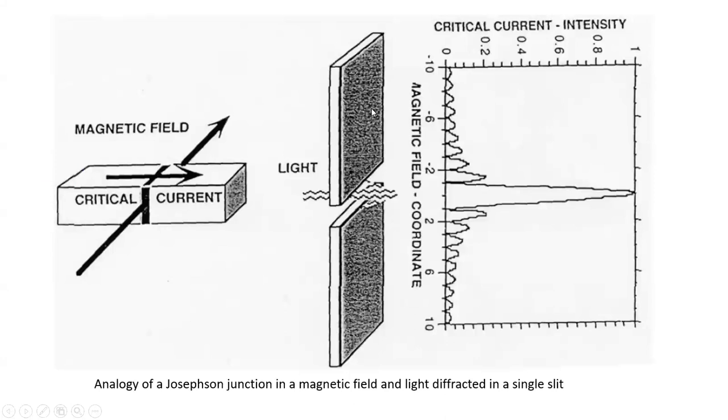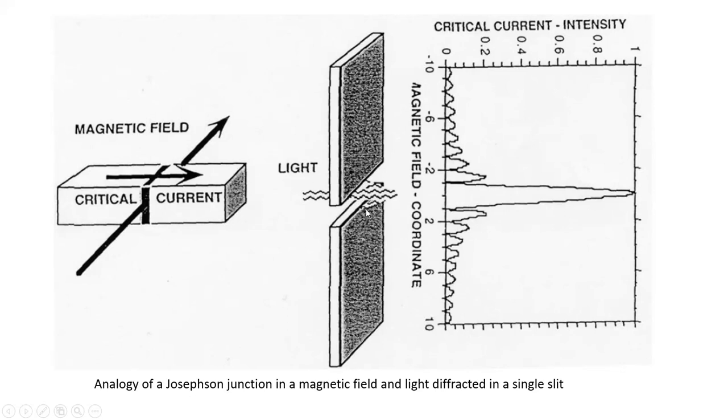How can that analogy be expected? The analogy of a Josephson junction in a magnetic field and light which is diffracted in a single slit. This is region 1 and region 2 that I showed. This is a magnetic field which is applied. The current is perpendicular to the magnetic field, and charge carriers move from left to right, but the magnetic field is perpendicular to this, towards the paper, towards the board, towards you. Assume these are the two regions of the two superconductors.